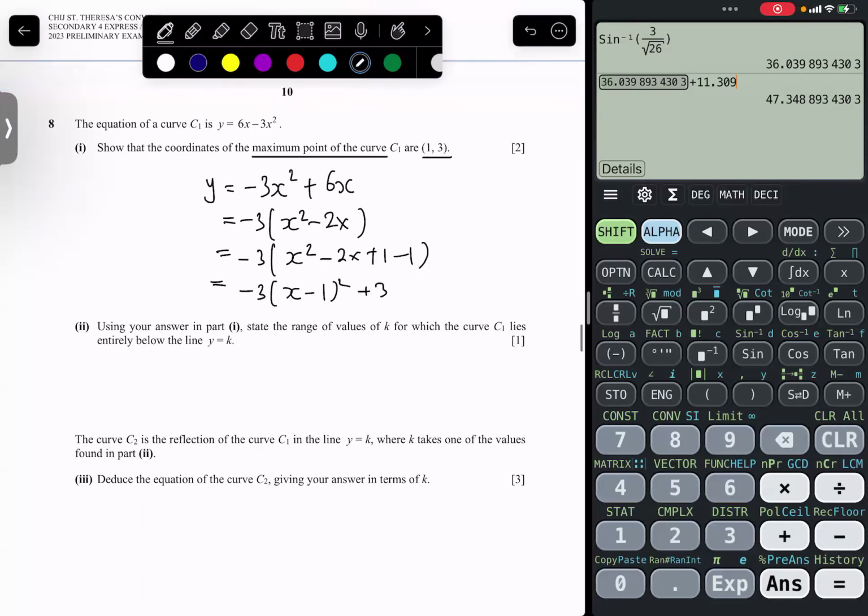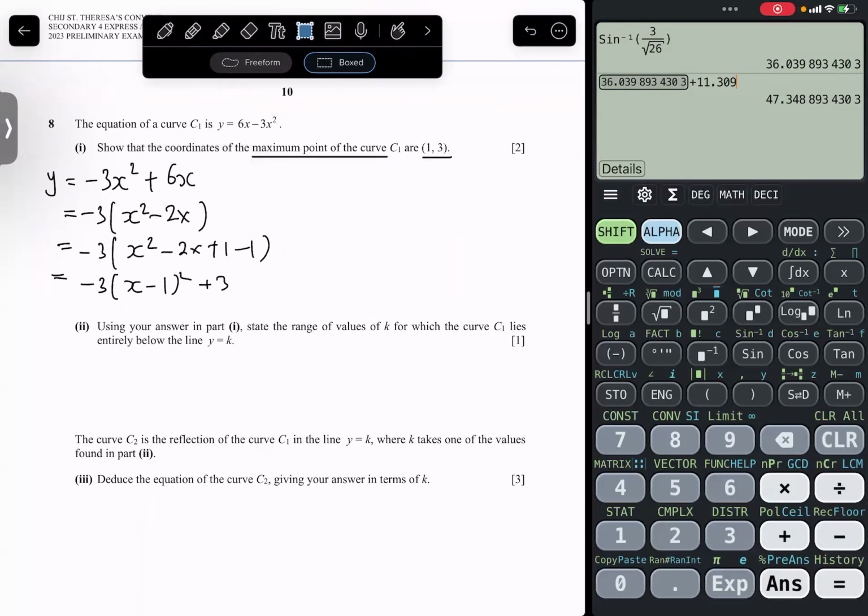Okay, so therefore, the turning point, aka max point, is 1 and 3. Sure.